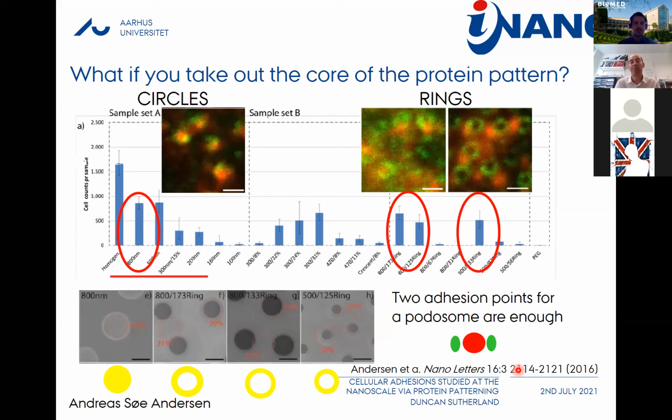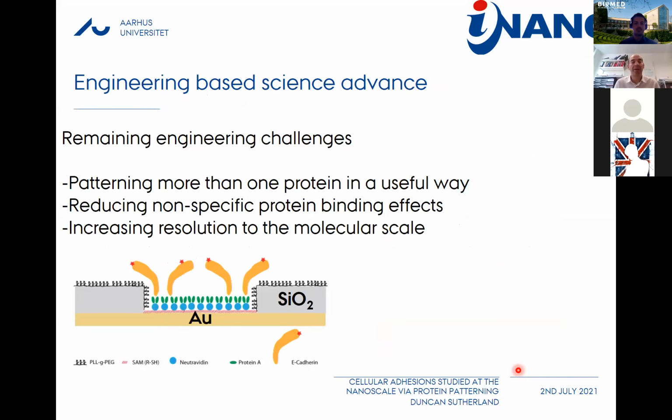So I've given a couple of examples of some work that we've done in the past. What I wanted to talk about now is to go back to the engineering. And I say that because all of this is driven by having the ability to pattern proteins and to control where they are placed on the surface. And so in the last couple of years, we've been working on some challenges to that. I have 3 listed here. There are more, but these are ones which I think are important.